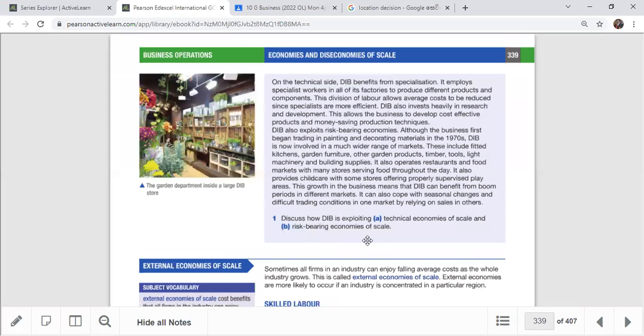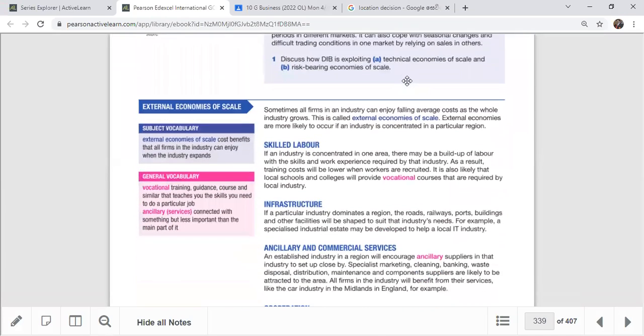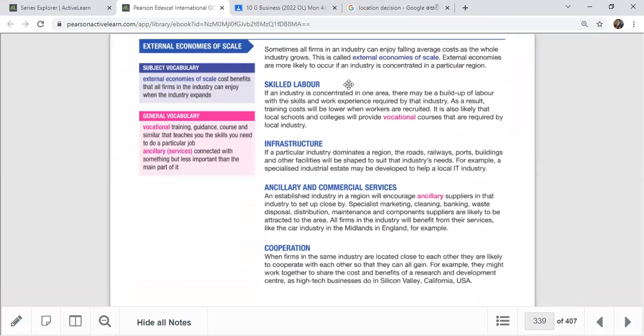So moving forward, they are now talking about external economies of scale. External economies of scale mean the cost benefits coming from the industry. The definition: cost benefits that all firms in the industry can enjoy when the industry expands. When the industry expands, this is called the external economies of scale, right? Okay, the external economies of scale come from outside the firm.